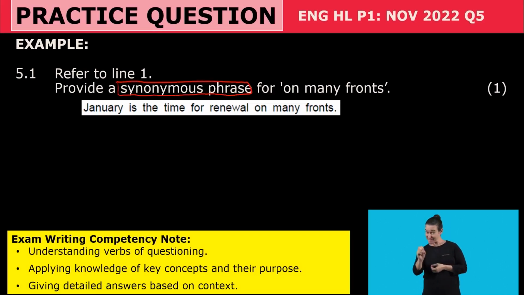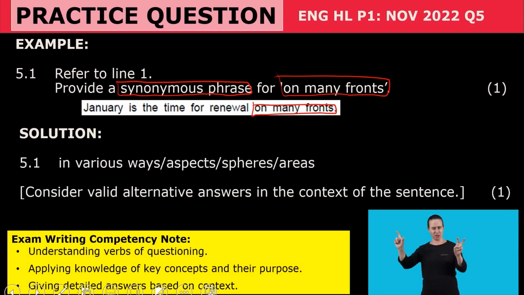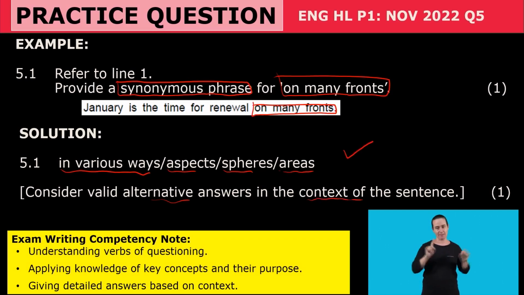So that means it can be more than one word for "on many fronts." So if you go to line 1, it says January is the time for renewal, and we need to replace "on many fronts" with a synonymous phrase that fits into the context, of course. So January is the time for renewal in various ways, or in various aspects, in various spheres or different areas. Anything like that or an alternative would get you a mark as long as it fits the context of this sentence.